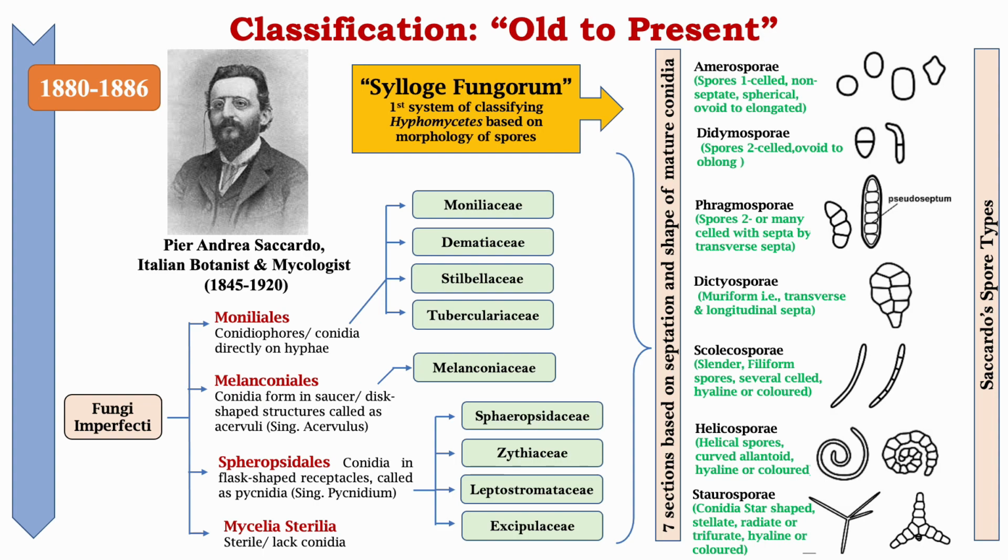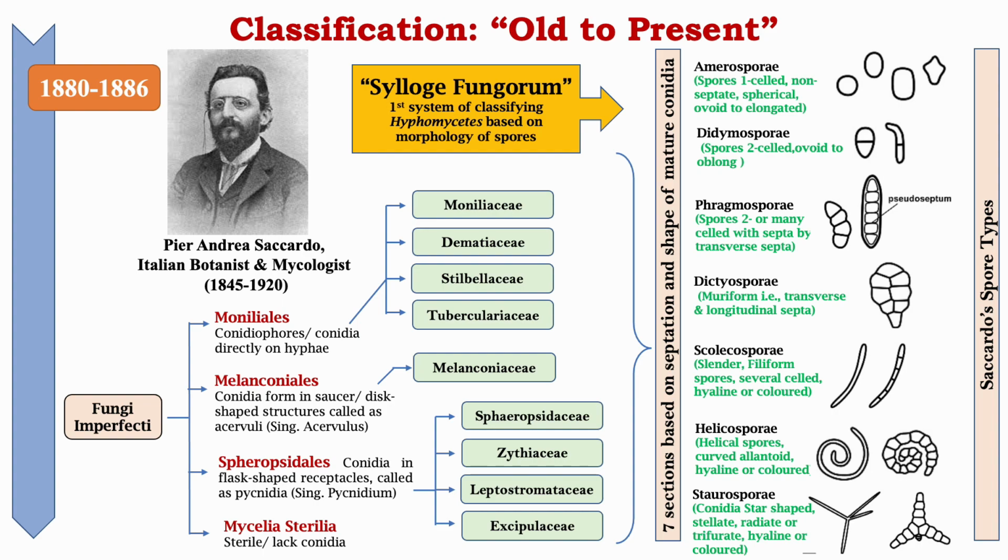Here spores have 2 or many cells with transverse septa, followed by dictyospores. Here spores are muriform, that is transverse as well as longitudinal septa are present, followed by scolecospores. Spores are slender, filiform, several-celled, hyaline or colored, followed by helicospores. Here spores are helical, curved, allantoid, hyaline or colored, followed by staurospores.